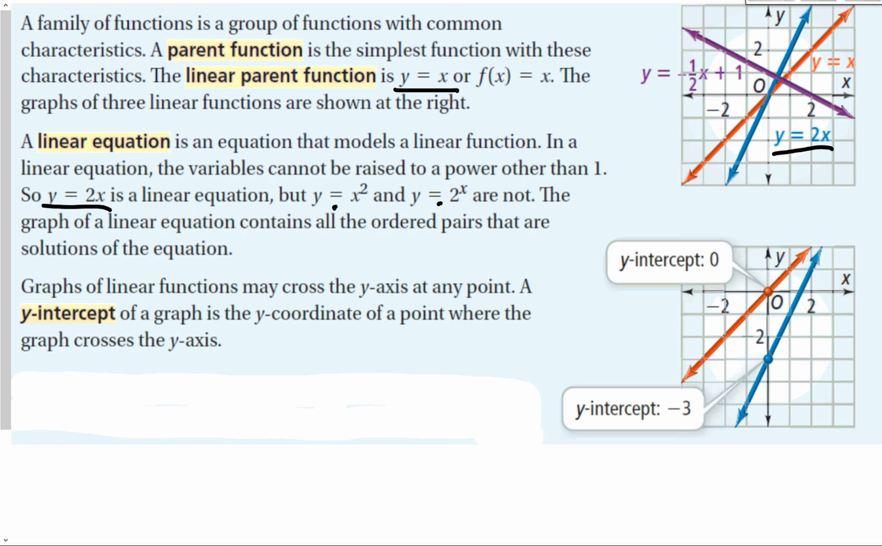The graph of a linear equation consists of all ordered pairs that are solutions to the equation. So every point on this line, (1, 1), (2, 2), (3, 3), (4, 4), those are all solutions to this linear equation, y is equal to x. Graphs of linear functions may cross the y-axis at any point. They could cross there at 0. It could cross there at negative 3. And the place where it crosses is called the y-intercept. A y-intercept of a graph is the y-coordinate of a point where the graph crosses the y-axis.